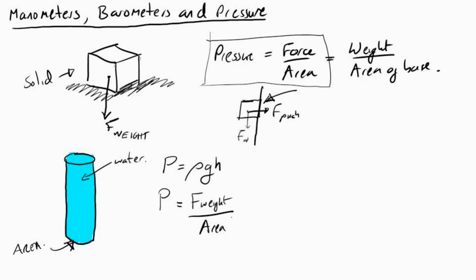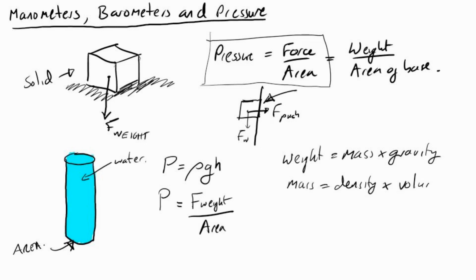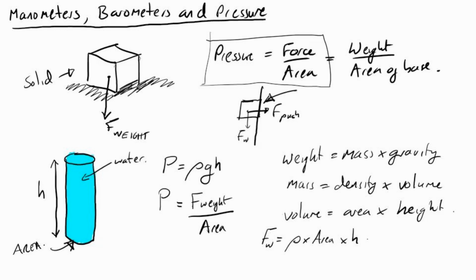So we have the pressure, which is the force due to the weight divided by the area. Well, what is the weight? Weight equals mass times gravity. And what is the mass? Well, mass is the density times the volume. And of course, the volume is just going to be the area times the height, H. So that gives us the weight equals the mass, which is density times area times height, multiplied by gravity.